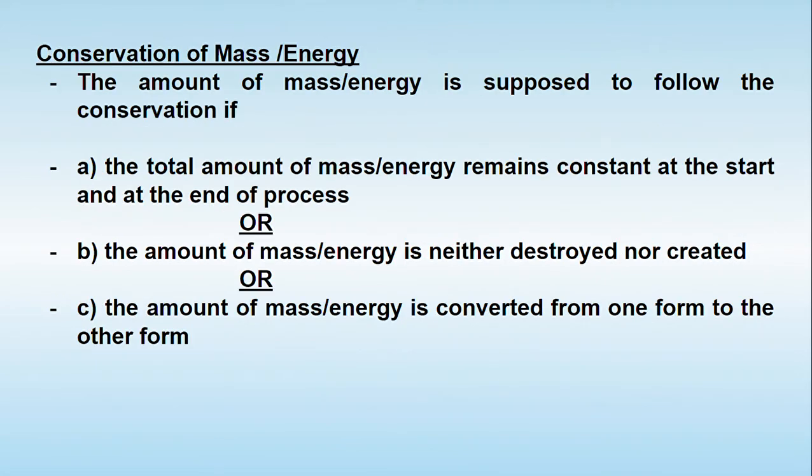Now let's understand the meaning of conservation of mass or energy. The conservation of mass or energy is followed if the total amount of mass or energy remains constant at the start and at the end of the process. For example, we started the process with x amount of mass or energy. Once the process is over, if it is left with the same x amount of mass or energy, then the reaction follows the conservation of mass or energy.